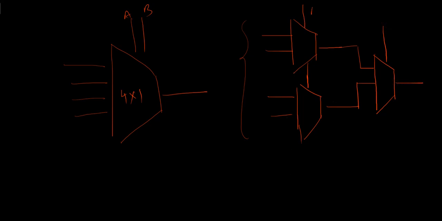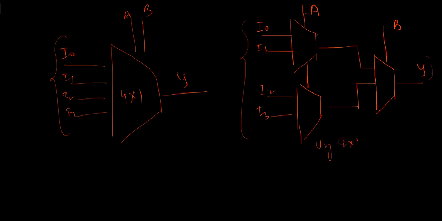That implies, say this is select line A, this is select line B, and these are my inputs, say I0, I1, I2 and I3, and this is my output Y. Similarly, let it be I0, I1, I2 and I3, and this is my output Y. As you can see, I have 4 inputs in both the cases, that are I0, I1, I2, I3, 2 select lines A and B, and 1 output. So this is how we design 4 cross 1 mux using 2 cross 1 mux.